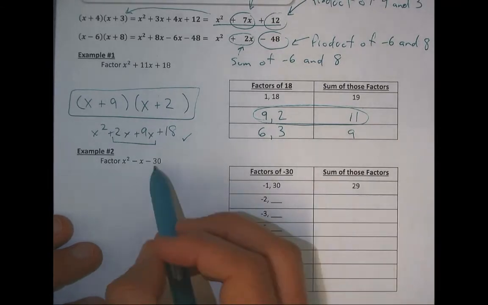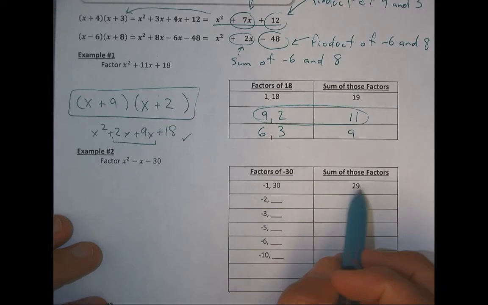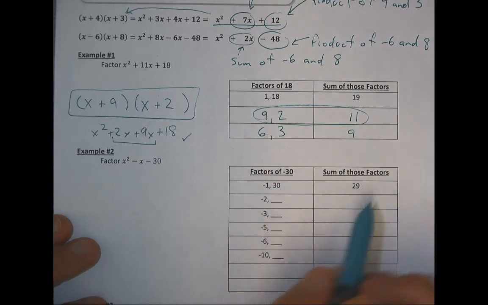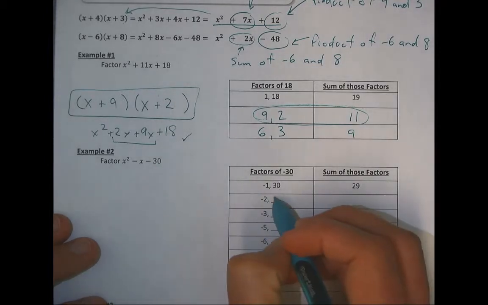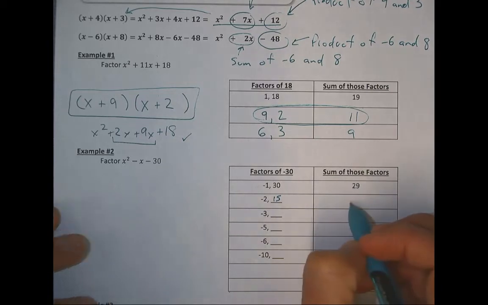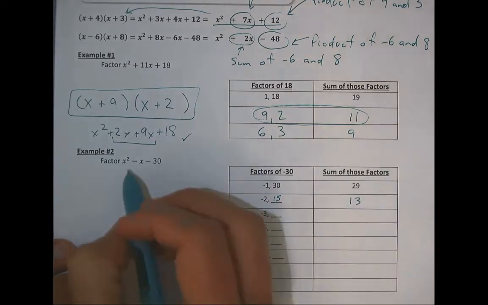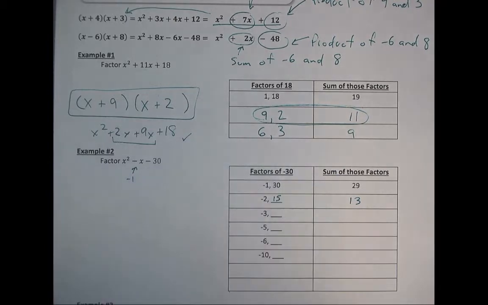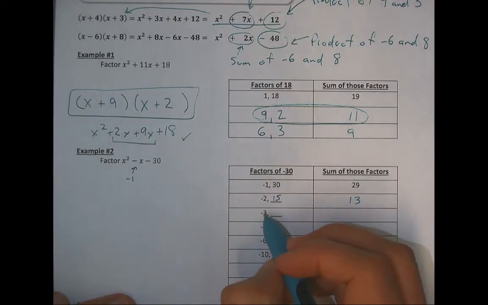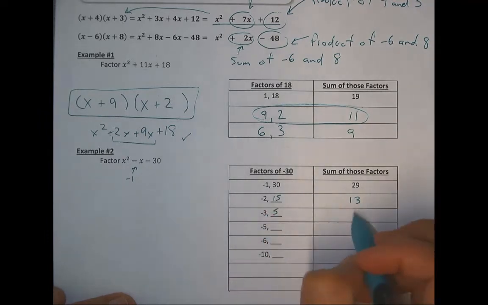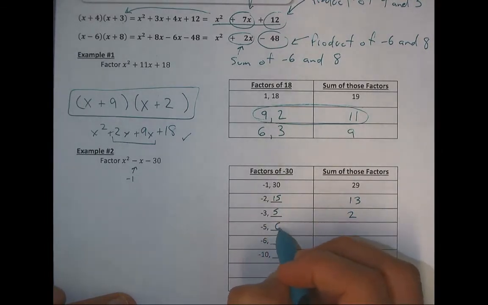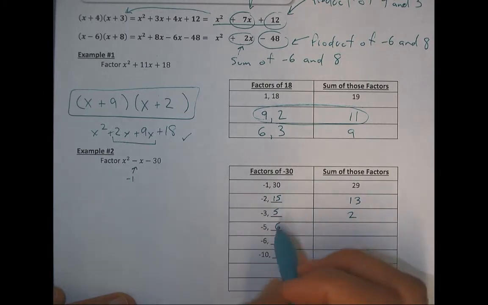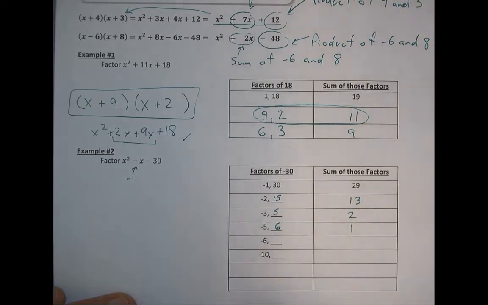Negative 1 times 30 is negative 30, but if I add those together, I get 29. And you have to think about the negatives here. So negative 2, what do I multiply negative 2 by to get negative 30? That'd be 15. If I add those together, that's 13. And I'm trying to get negative 1 when I add them. So to multiply to get negative 30, I could do negative 3 times 5. Put those together, that's positive 2. I could do negative 5 times 6, positive 6, to get negative 30. That's going to be a positive 1.